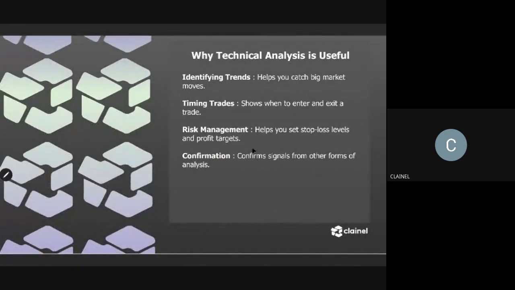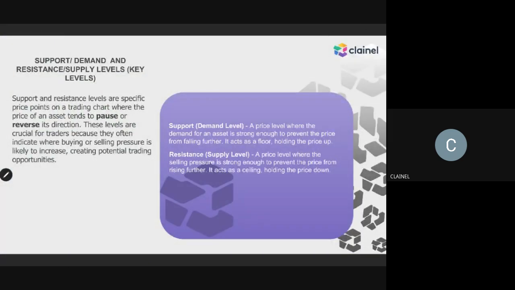Going back to confirmations, okay, back to support, demand, and resistance, supply levels. So now we're going to be talking about support and resistance levels. We have mentioned it previously, but here we get to explain it and break it down, because we're going to be taking our time to look at each and every one of these things.